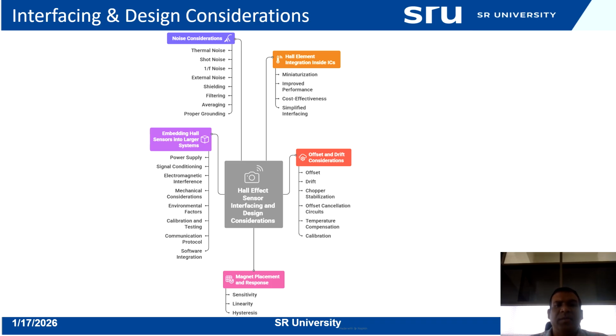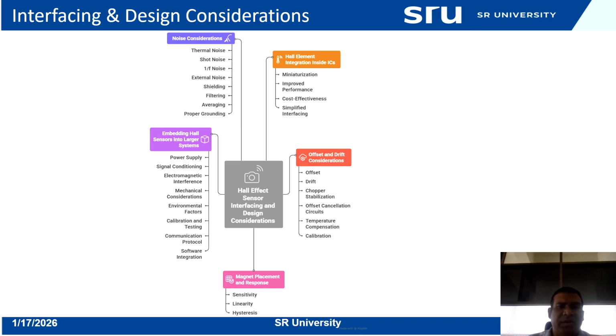So this integration process involves depositing a thin film of semiconductor materials, for example silicon or indium antimonide, onto a substrate. The Hall element is patterned using photolithography, and signal conditioning circuitry such as amplifier, filter and temperature compensation circuit is fabricated on the same chip.